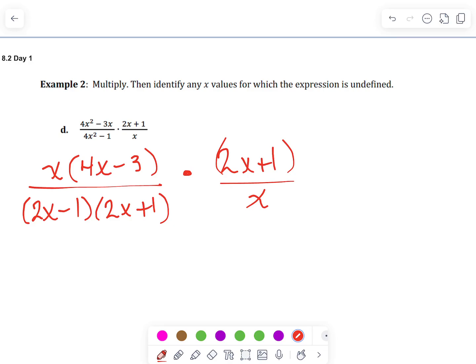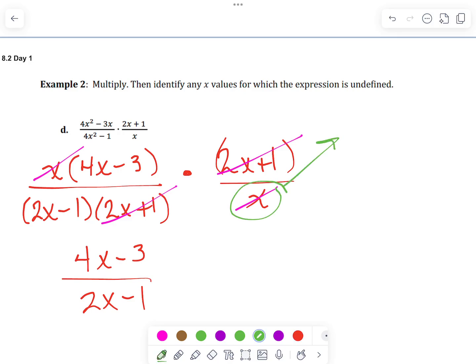So now it's been factorized, so we're ready to cancel any common factors. So there's a common factor of an x and a 2x plus 1. So what's left is 4x minus 3 over 2x minus 1. Then we have our domain restrictions. We don't want this x to be 0.